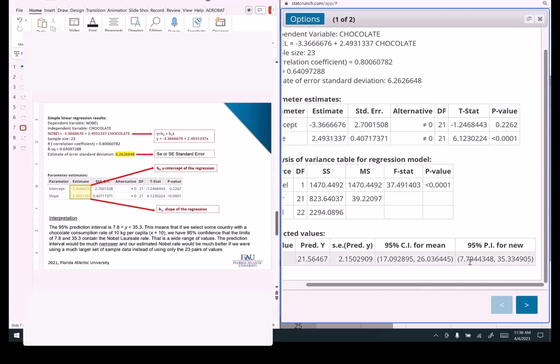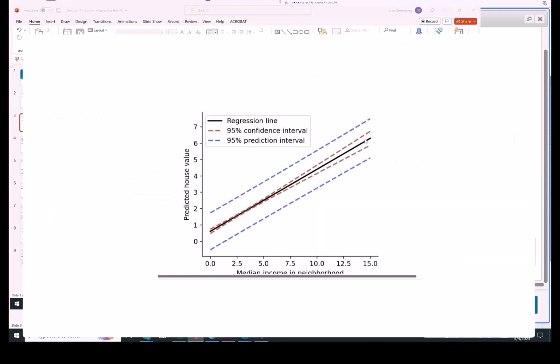The 95% prediction interval is 7.8 to 35.3, if we round to one decimal, and it contains the Nobel laureate rate. That is a wide range of values. The prediction interval will be much narrower, and our estimated Nobel rate would be much better, if we were using a much larger sample of data. We have a very large range here. A confidence interval is a much smaller range. Our prediction interval, which is in blue, is always quite a bit larger than our confidence interval.